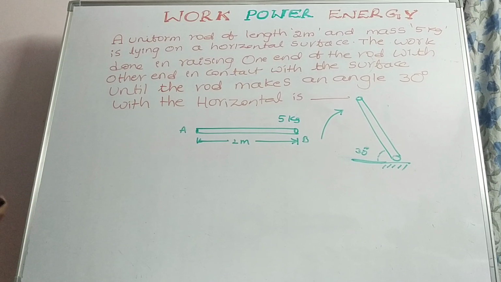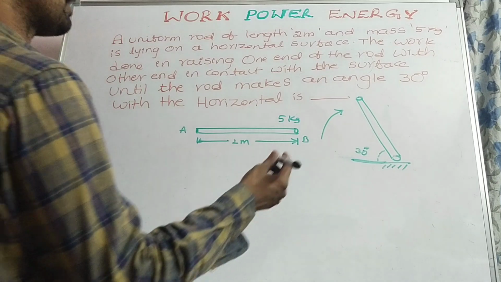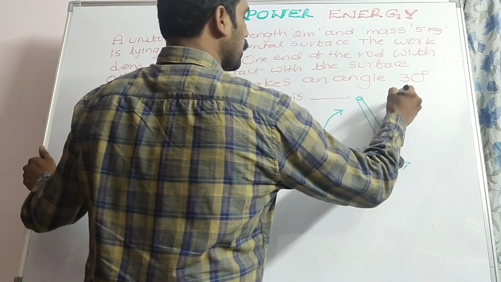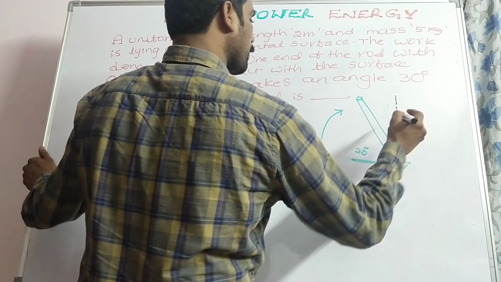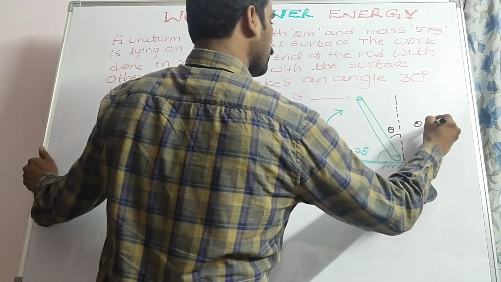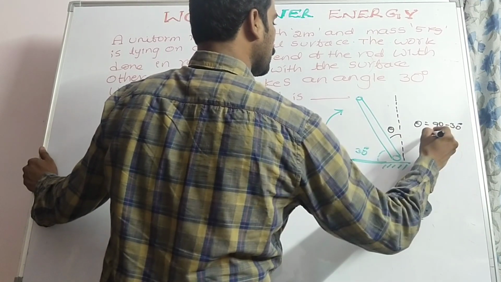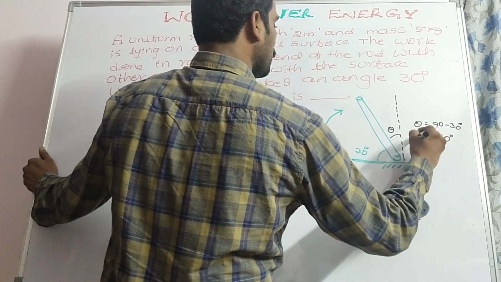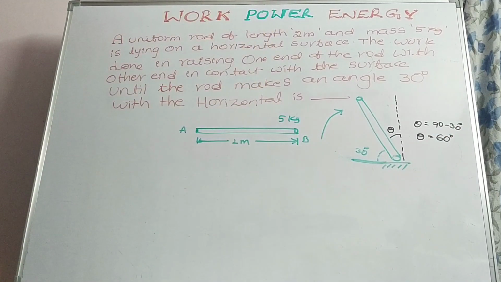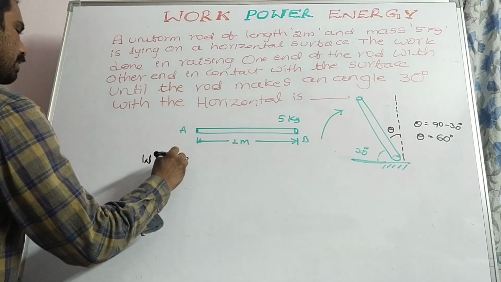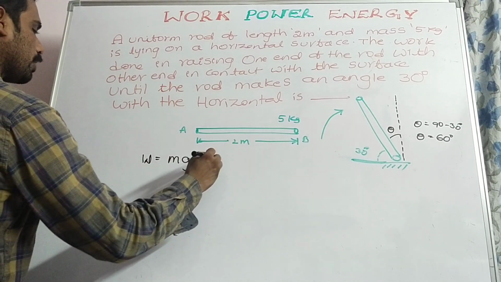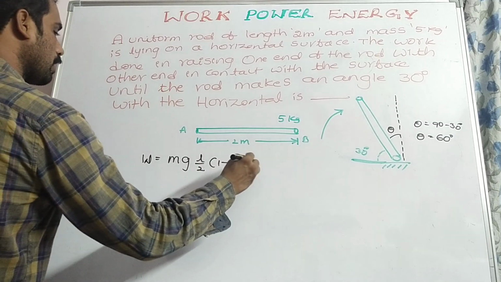Of course, here we have to consider the angle made with the vertical. So theta is equal to 90 minus 30 degrees, that is equal to 60 degrees. We know the expression W is equal to mg L by 2 into 1 minus cos theta.